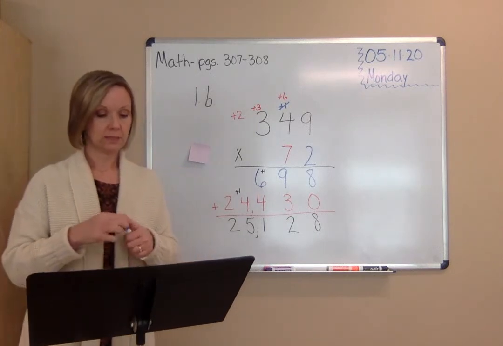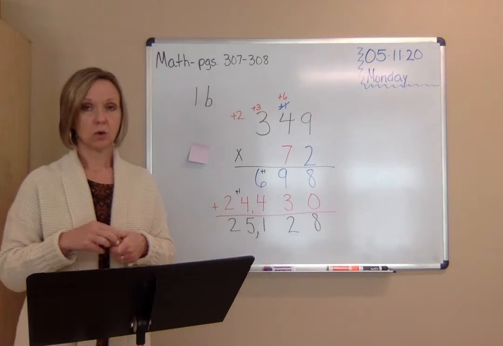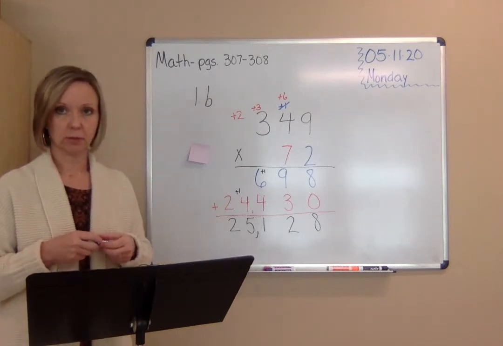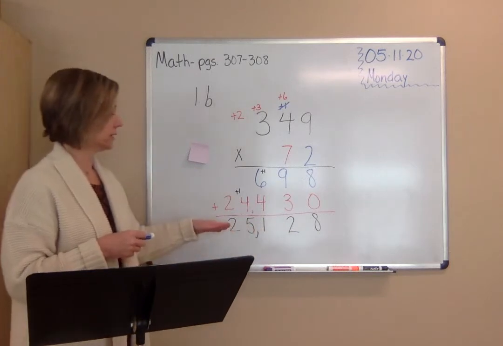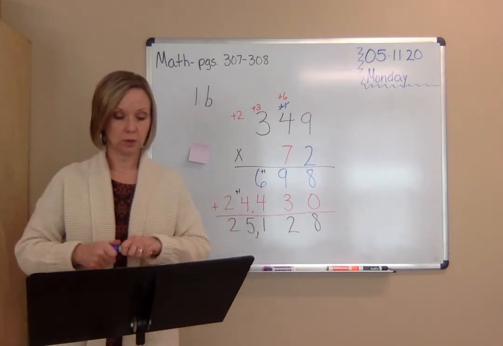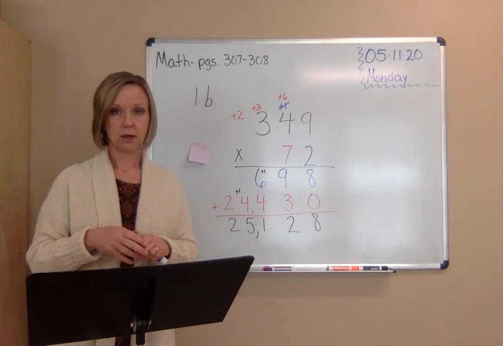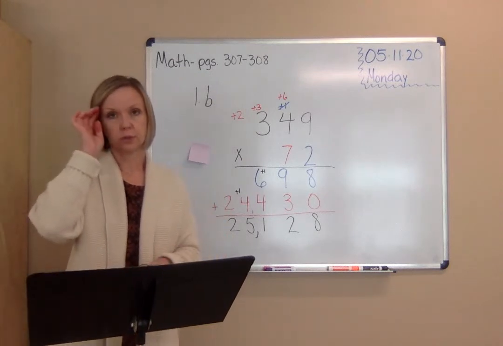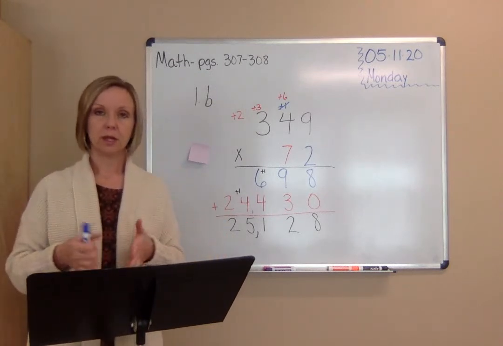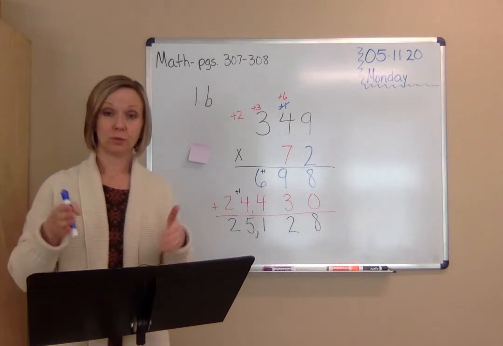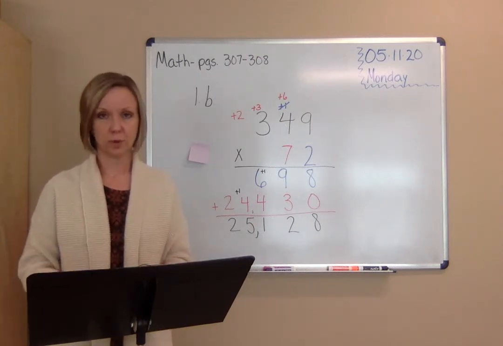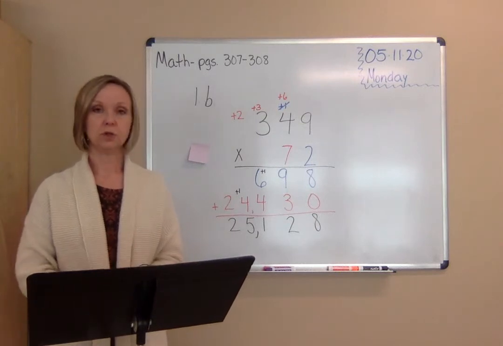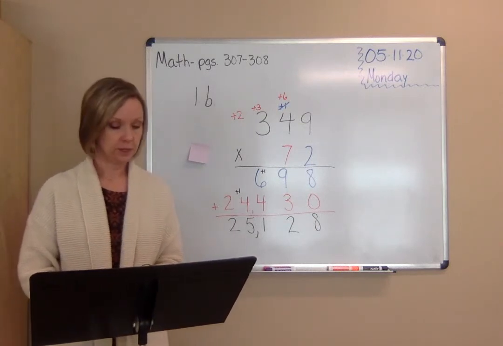Now, C and D are going to be 10,000 numbers. You're going to have the 5 places: ones, tens, hundreds, thousands, 10,000s. So C and D are going to be larger numbers. And of course, as your numbers grow, your products or your answers or your sums are going to grow as well. All right, so you've finished completing number 1 there.